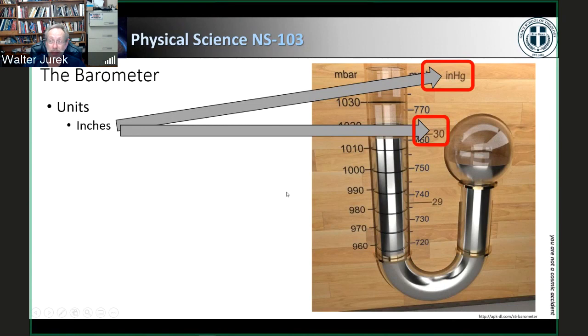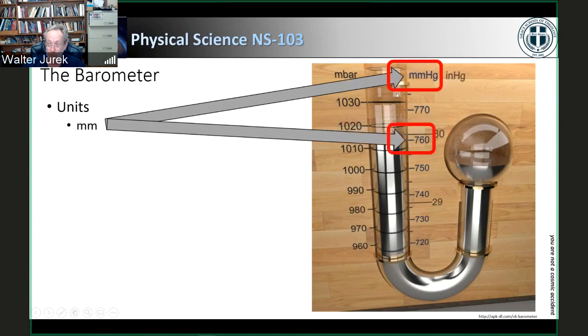Now you'll notice next to it there's this other measurement. It says mmHg. Mm is for millimeters. And I don't know if you remember, there's 25.4 millimeters in an inch. Okay. So on this scale, see where I've got the 760 in the red box, and there's a 770 above it and 750 below it. Okay. It's just another way of measuring how tall that column of mercury is.